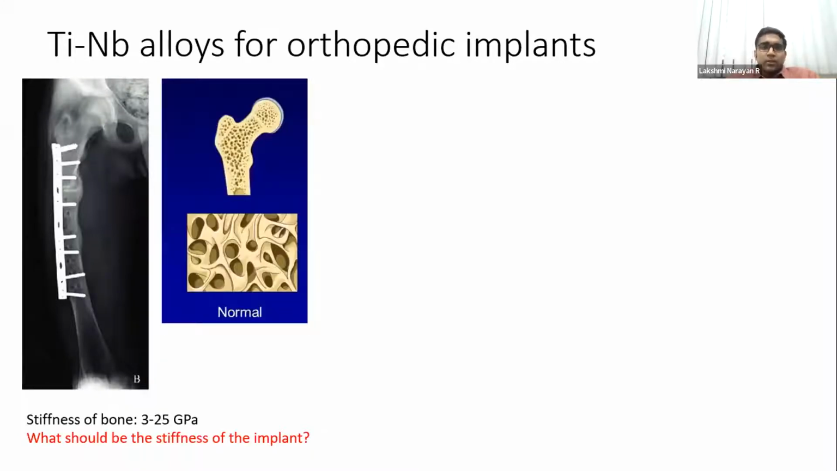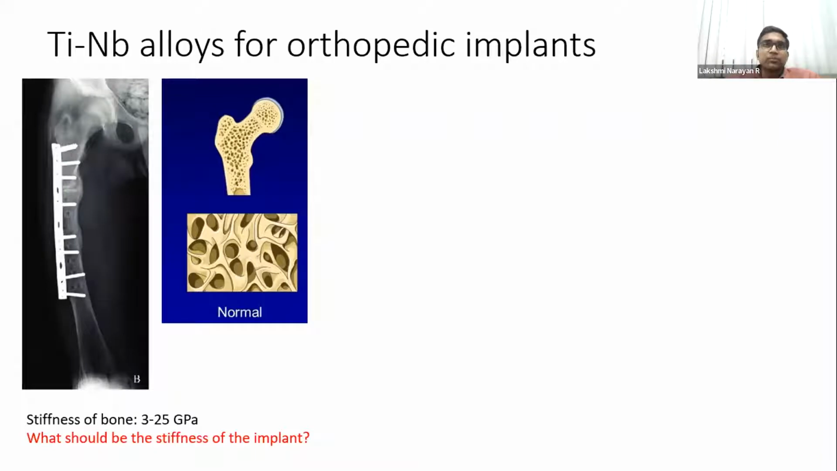So the problem with that approach, or the problem with that thought of having a stiffer material as an implant, is that if you look at the bone and if you look at how it calcifies, if you look at the normal condition of it, this is how your calcium phosphate mineral looks like.